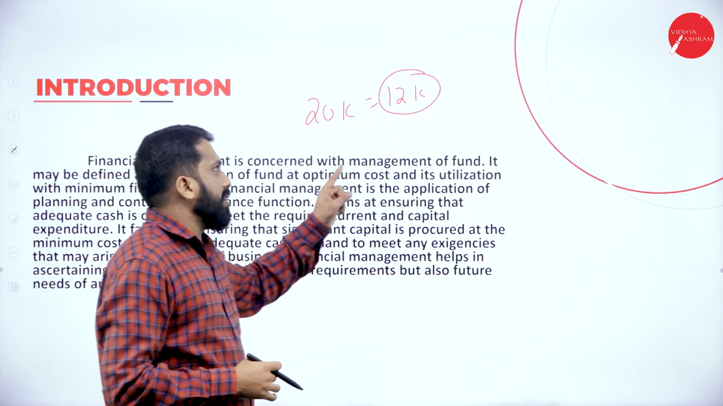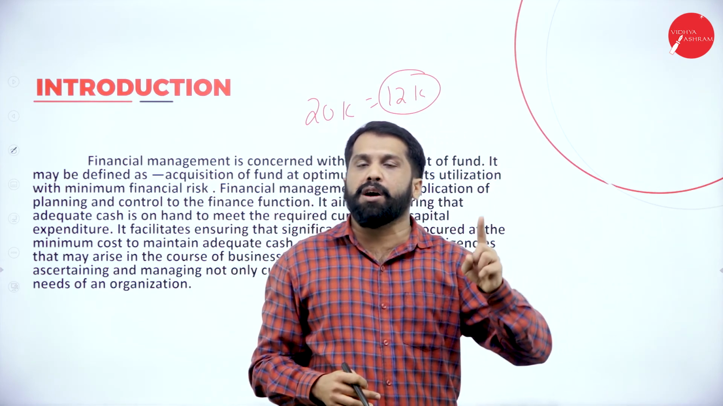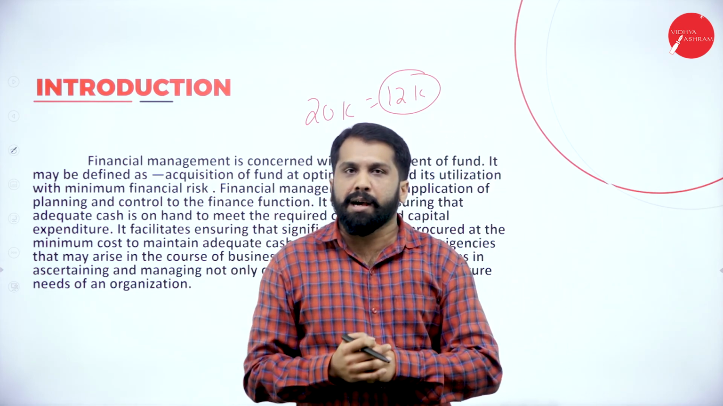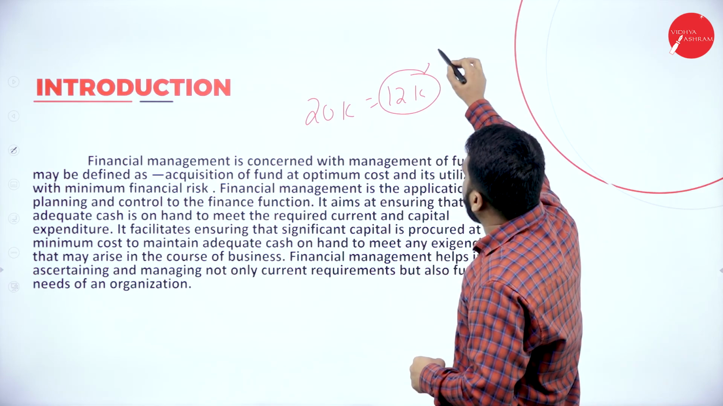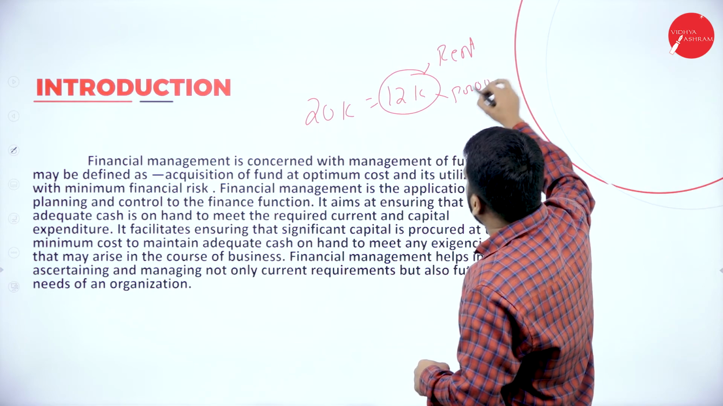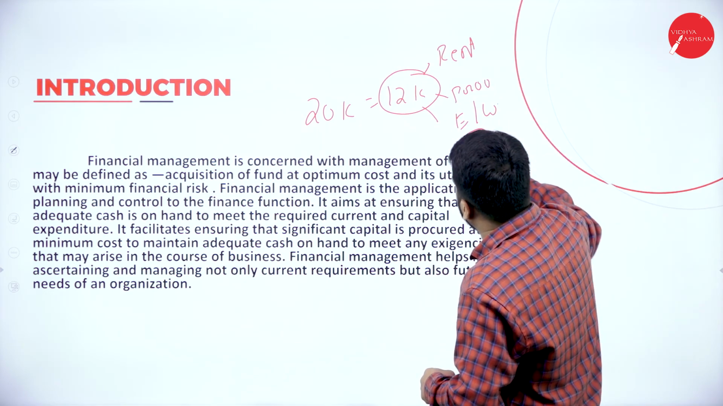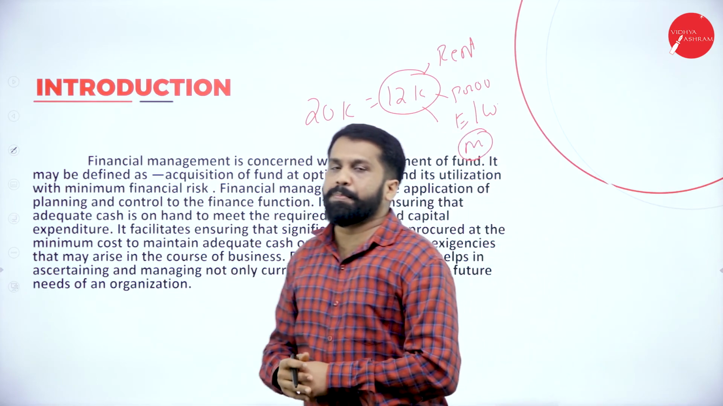In this 12,000 what is your mom supposed to do? She has to maintain the house for 1 month. Out of 12,000 she has to pay rent, she has to buy all the provisions, she has to pay the electricity bill, water bill, and manage all the maintenance.